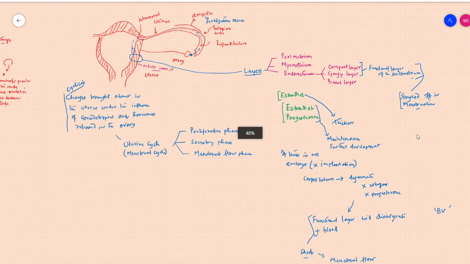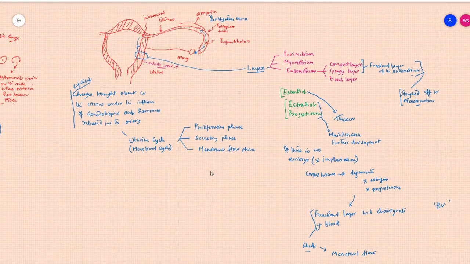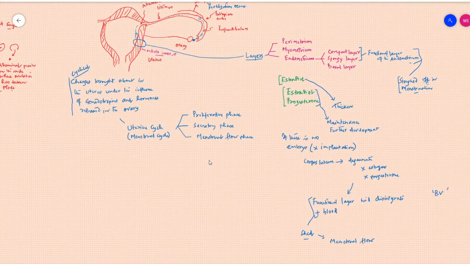So this is basically how the ovarian cycle controls the uterine cycle. What are the steps of the uterine cycle? They are 1, the proliferative phase, 2, the secretory phase, and 3, the menstrual flow phase.